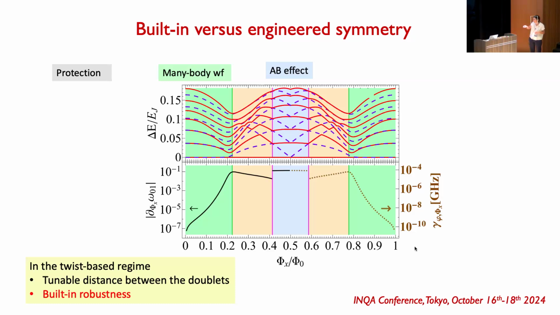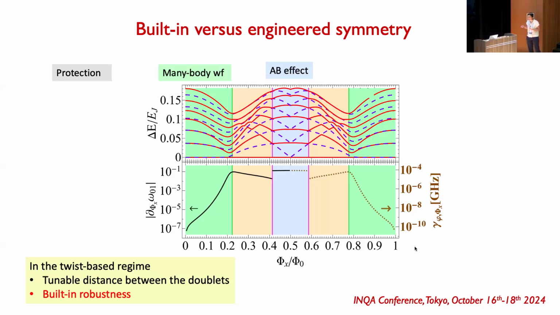It's a sort of sweet spot. So even if the charge is completely fixed, also because these two states have the same symmetry, and therefore they are coupled by flux noise, but not by charge noise. So this is in some sense the difference between built-in robustness and, let's say, engineered robustness.